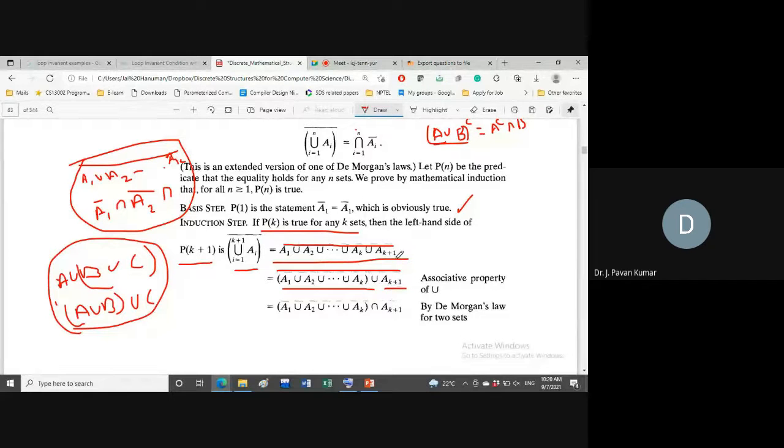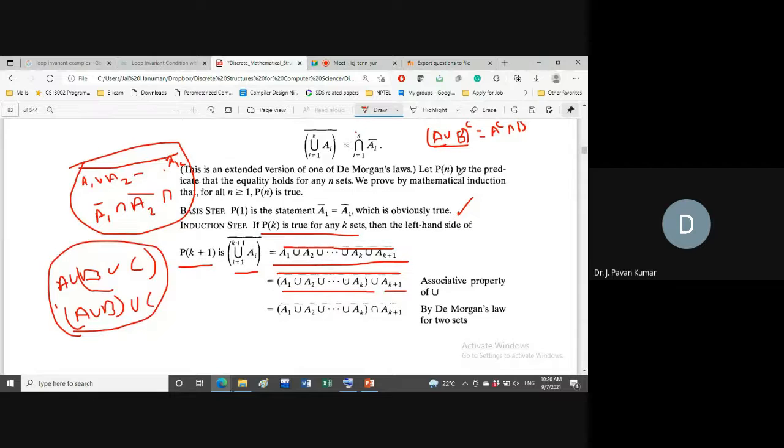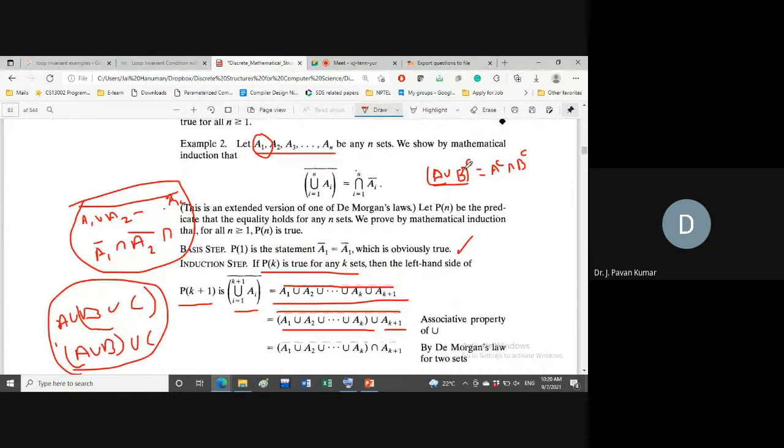Now you apply De Morgan's law. What is the formula of De Morgan's law? A union B whole complement. Here this entire thing is A, let us assume this is A and this is B. A union B whole complement, what can we write? A complement, that is this entire thing complement, then B complement. Yes or no?